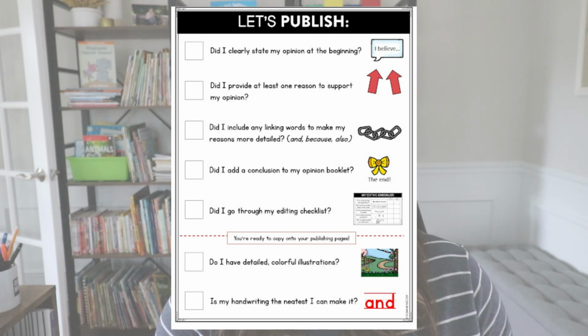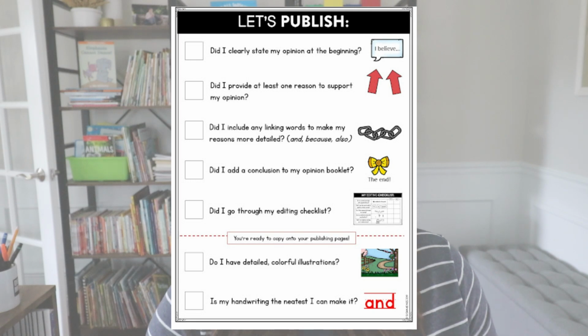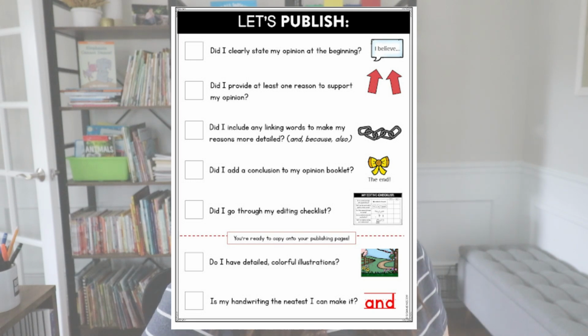And then of course they do one last check. Do I have detailed, colorful illustrations? And is my handwriting the neatest I can make it? Giving students their own checklist like this or displaying it on the board really gives them some ownership and independence with their writing. And especially in K1, I do model how to do this with my students.